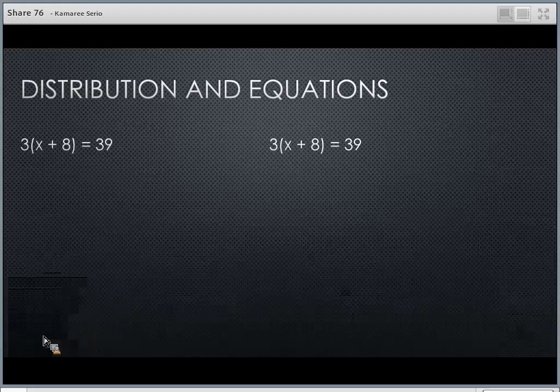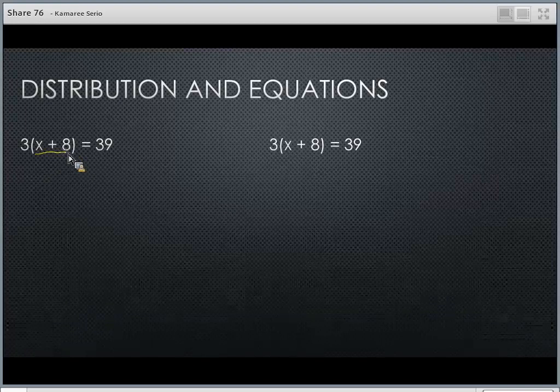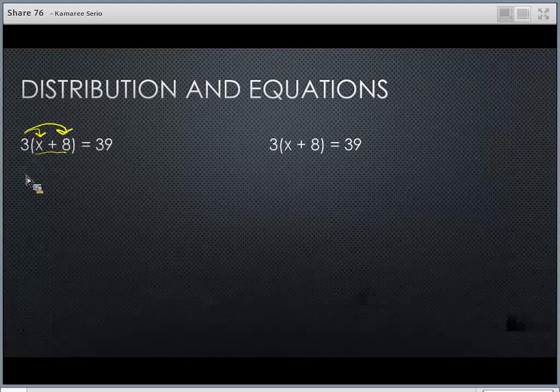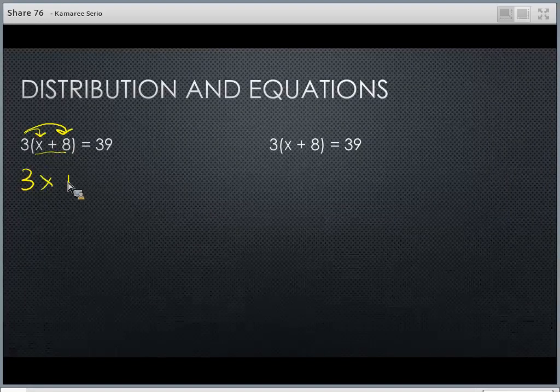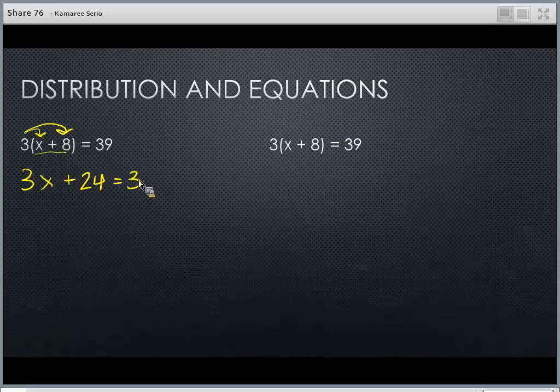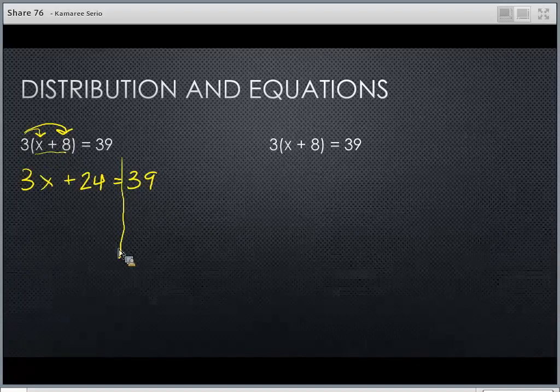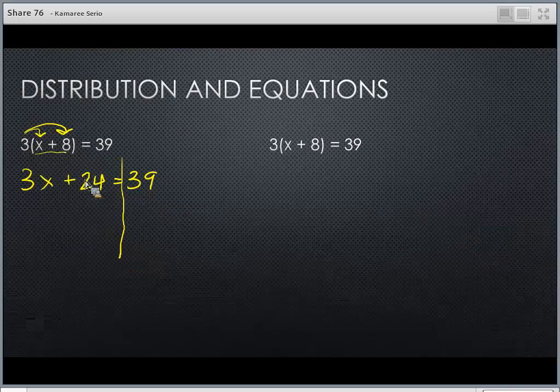The method that we know is taking this 3 and distributing it to everything inside the parentheses here. Remember, when you are distributing, you are multiplying. So I have 3 times x plus 3 times 8, which is 24. And this is equal to 39. Okay, so from here, the equal sign is your divider. That's your barrier. Anything you do to one side, you have to do to the other.